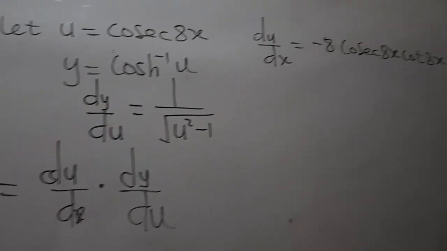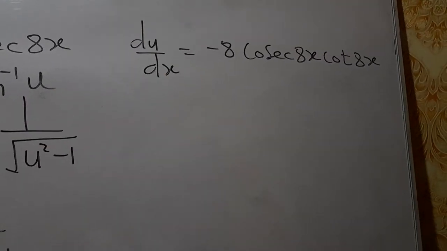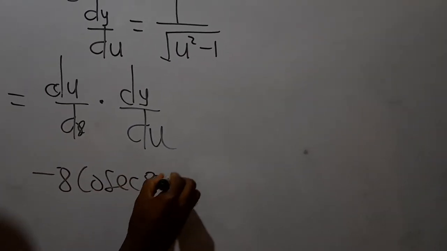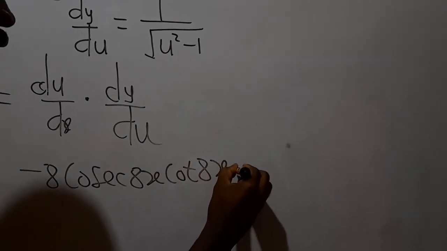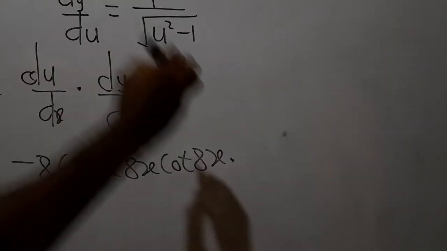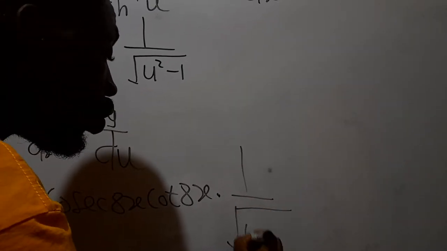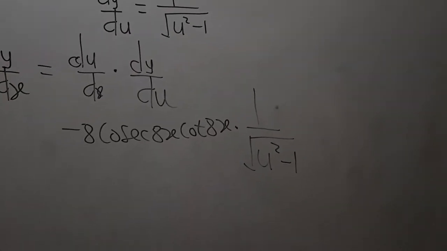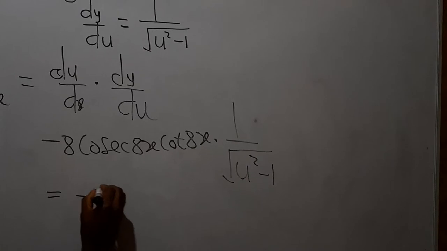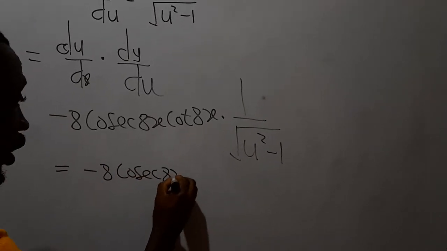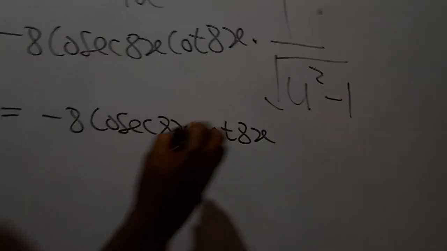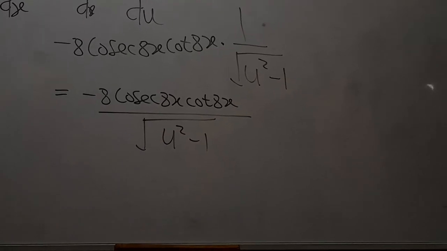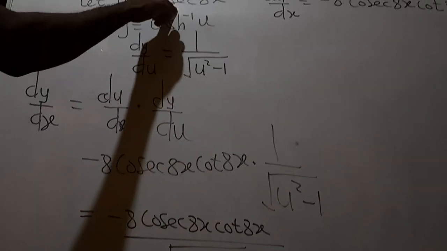What's our du over dx? Du over dx is negative 8 cosec 8x cot 8x, times our dy over du, which is 1 over the square root of u square minus 1. So what we have in our shell is negative 8 cosec 8x cot 8x all over the square root of u square minus 1. What's our u? u is cosec 8x.